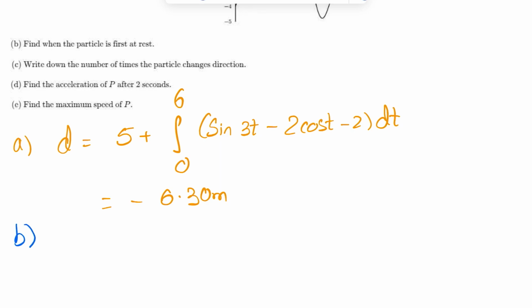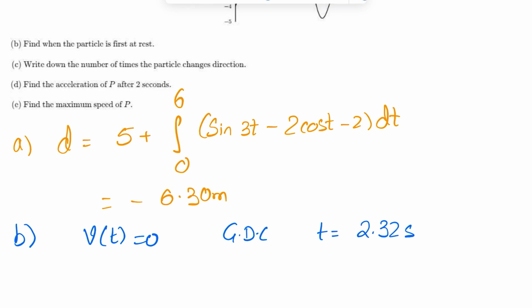Find the particle when it is at rest. At rest means velocity should be equal to 0. So from the GDC you can find the roots. The roots will give you time equals 2.32 seconds.